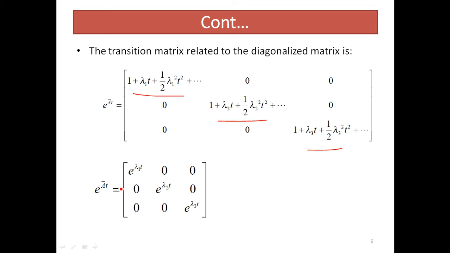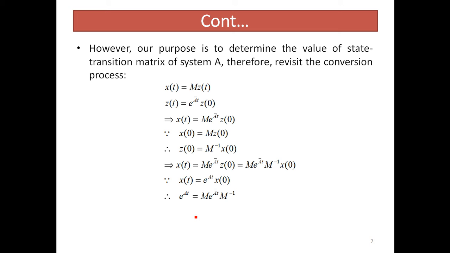So e raised to A bar t can be defined with the elements e raised to lambda 1 t, e raised to lambda 2 t, e raised to lambda 3 t. Lambda 1, lambda 2, lambda 3, up to the order of the system, are the eigenvalues of system matrix A. So in this way you will be able to determine the state transition matrix, or more specifically a diagonal state transition matrix, using the diagonalization method. Now, however, our purpose is to determine the value of the state transition matrix of system A.